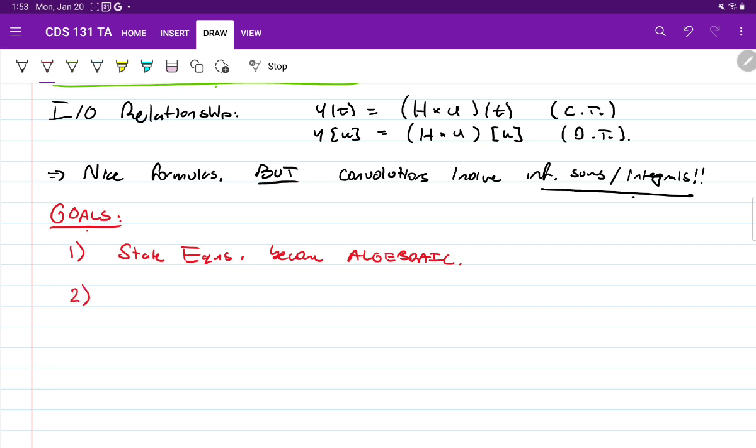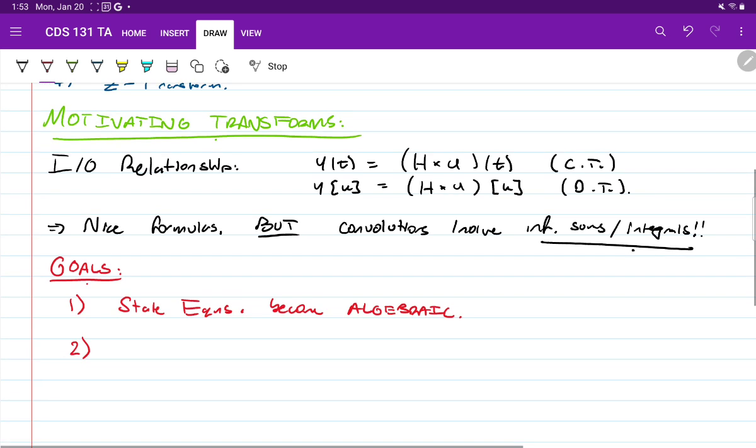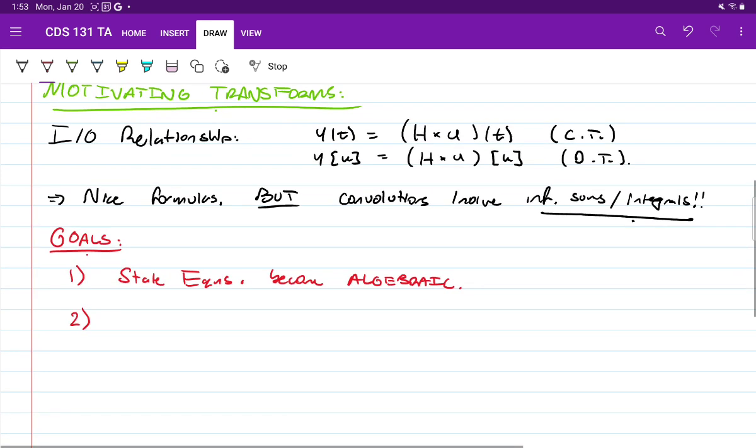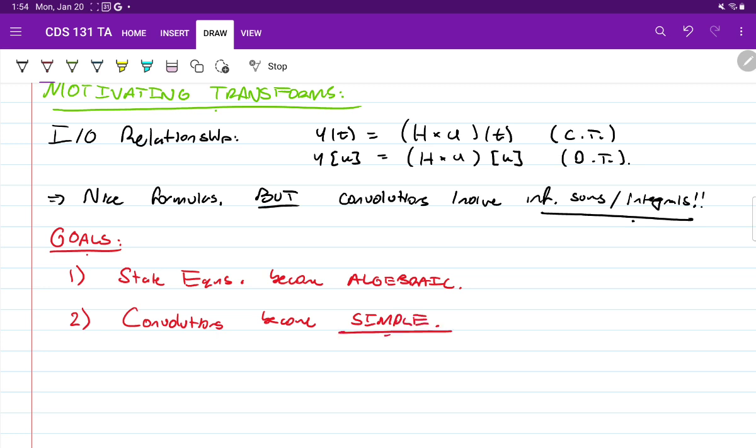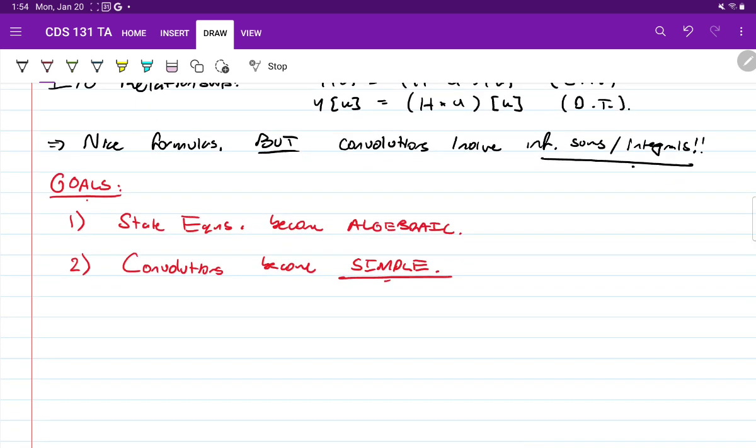Now, what's the second goal? Well, up here we said we calculate the input-output relationship via these convolutions, which are somewhat complicated objects. So maybe what we'd like is that our convolutions become really simple to compute, okay? We want these to be really nice and easy operations because we're going to be using them all the time for I/O analysis, right?